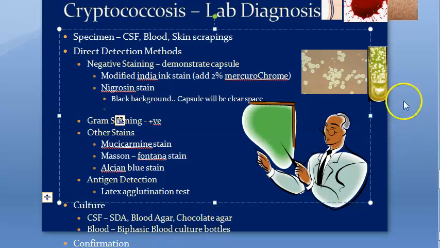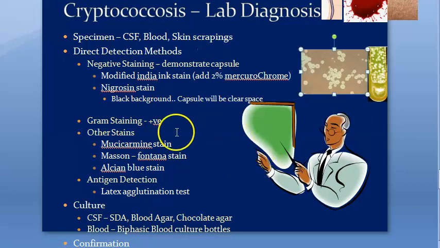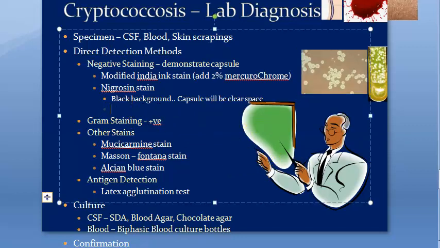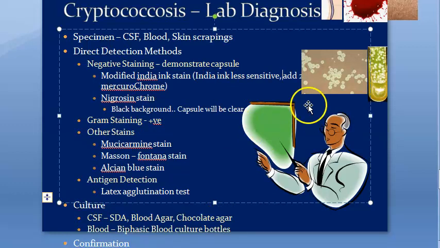Okay, let's try to look at that here. See, the clear space represents the capsule. Very good. So capsules may be twice as thick as the diameter of the yeast cells. India ink stain is less sensitive. That's all, don't worry much. Just add one thing: India ink is less sensitive, so you will modify it and add 2% mercurochrome. Fine.